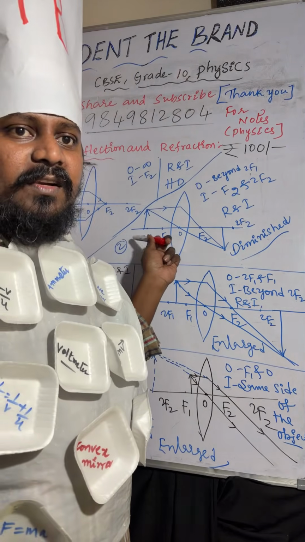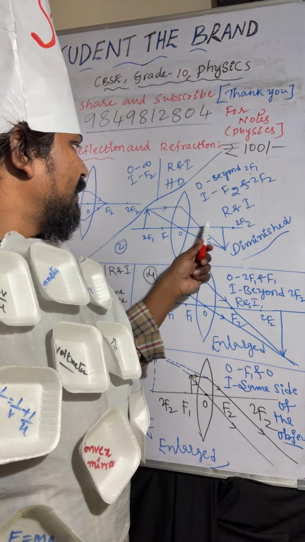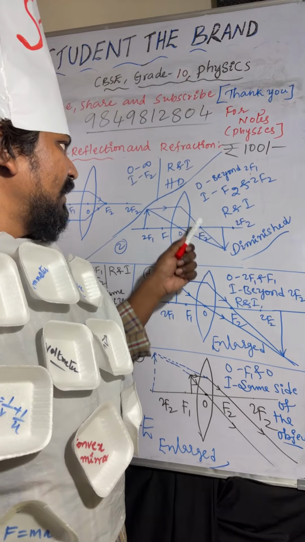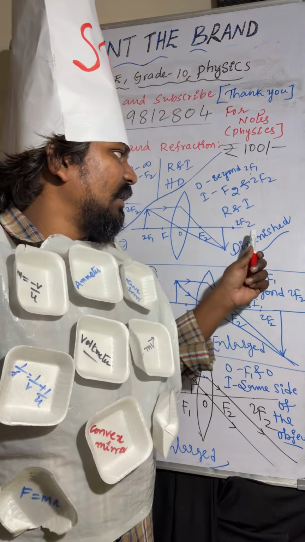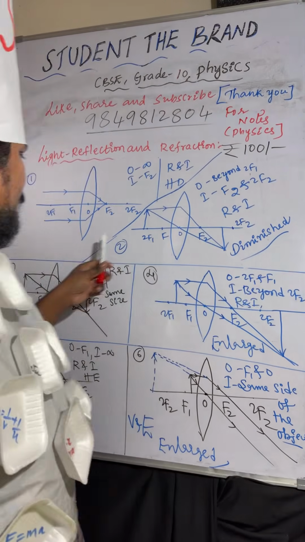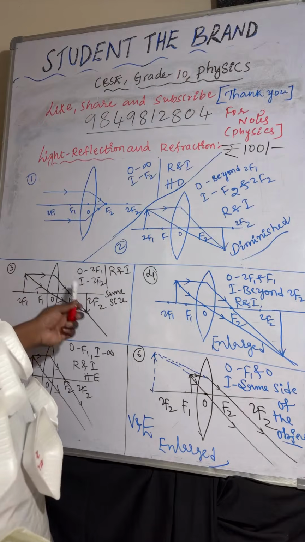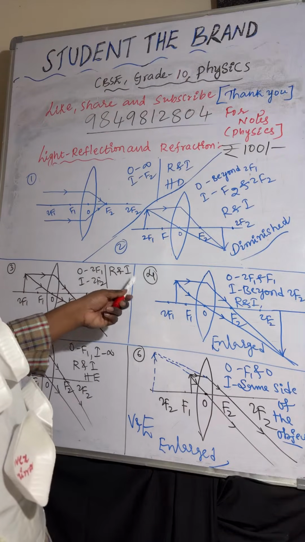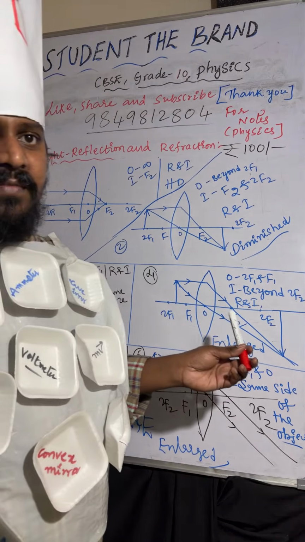Object is placed beyond 2F1. Image is formed between F2 and 2F2. Nature of the image is real and inverted and diminished. Object is placed at 2F1. Image will form at 2F2. Nature of the image is real and inverted and the same size as the object.